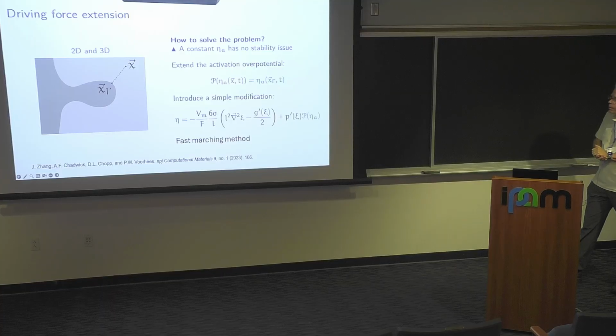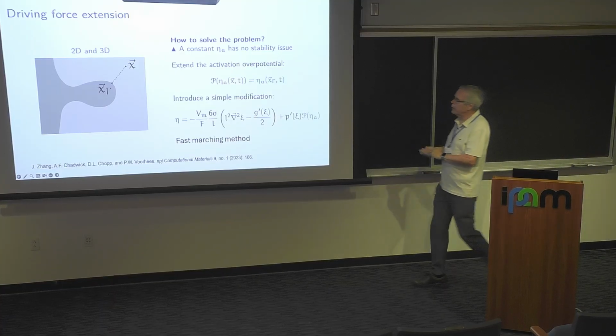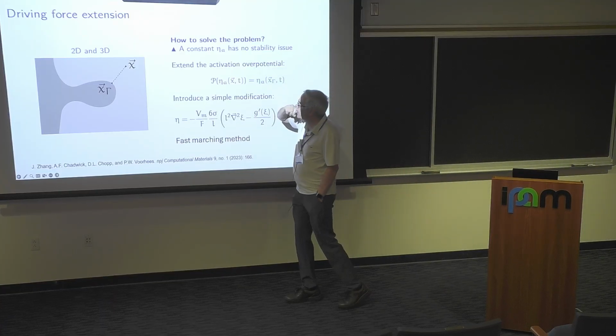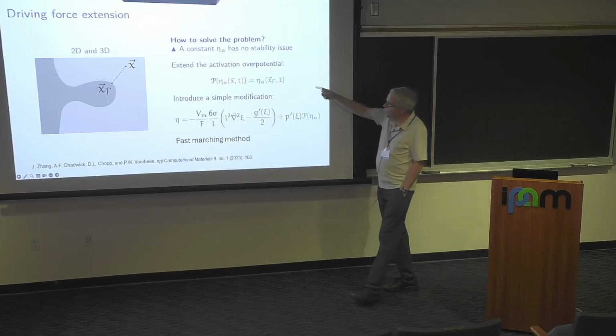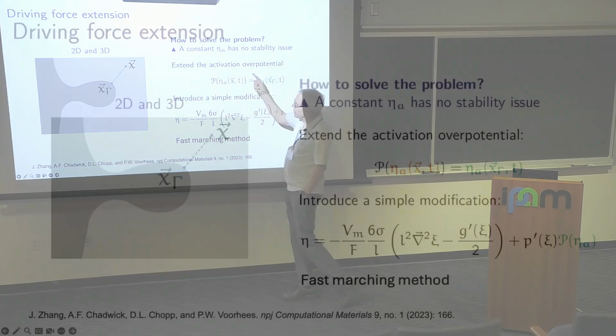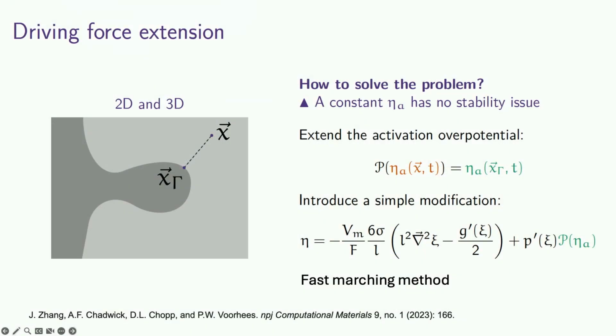So the problem, it turns out, is that the overpotential through the interface is what's causing the instability. And to get rid of that, we have a driving force extension method, or activation overpotential extension method, where you write the equations using a projection of the driving force along a normal to the interface. This allows you, instead of the actual eta, to use this projection, and it gets rid of the instability, and I'll show you in a second.